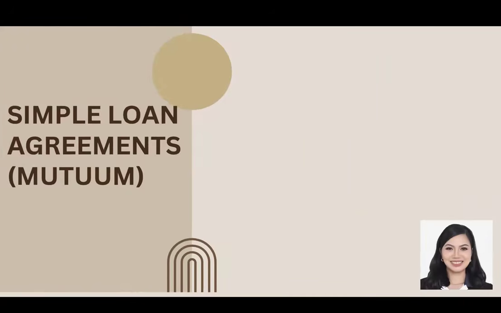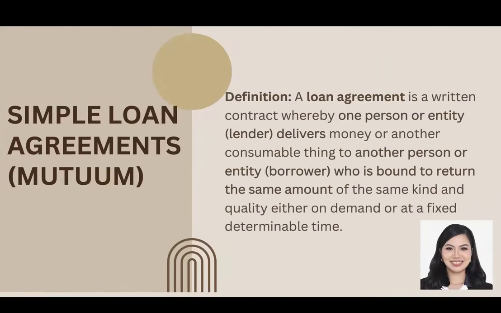Next is simple loan agreements or mutuum. A loan agreement is a written contract whereby one person or entity delivers money or another consumable thing to another person or entity who is bound to return the same amount of the same kind and quality either on demand or at a fixed determinable time.